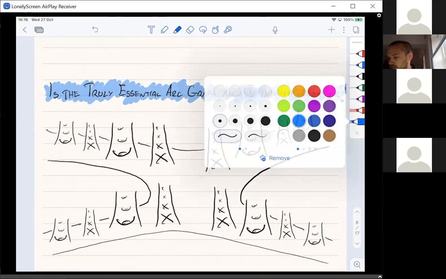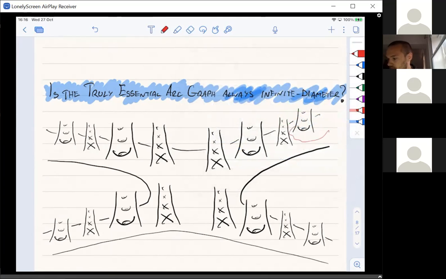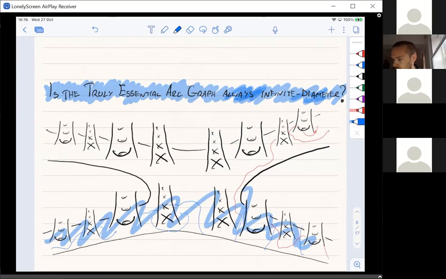So take 2 arcs, a red one like this that does something crazy, and then a blue one that does something equally crazy. I think I've intersected myself there, but let's just pretend I haven't. So these things intersect, and they take up all this space. The point is, my surface is so big that I can just find some truly essential arc way out here on the side somewhere. And this proves that my arc graph is diameter 2.